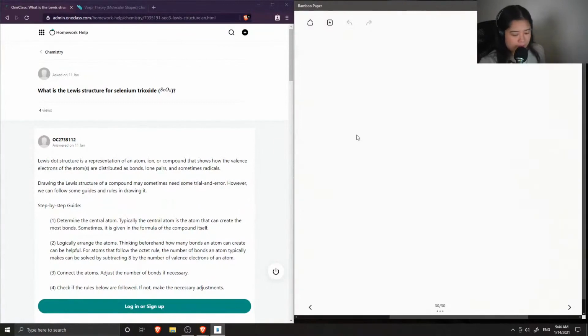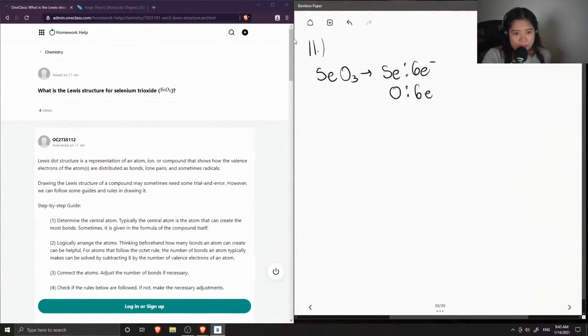So question 11, what is the Lewis structure for selenium trioxide? Okay, so for the total number of valence electrons, selenium has 6, and oxygen also has 6, but we have 3 oxygen atoms, giving us a total of 24 valence electrons.